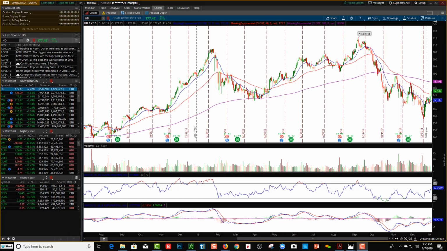But if you're not familiar with candlesticks and what they are exactly, I'll give you a higher level overview. The stock market is a battle between the bulls and the bears. Bulls try to push price up, bears try to push price down. I'll give you an example, just showing you Home Depot here. These green candlesticks are the bulls trying to push price up.